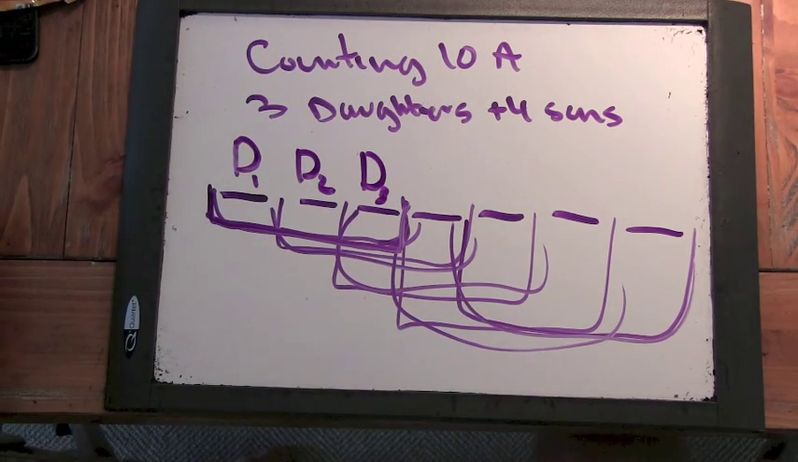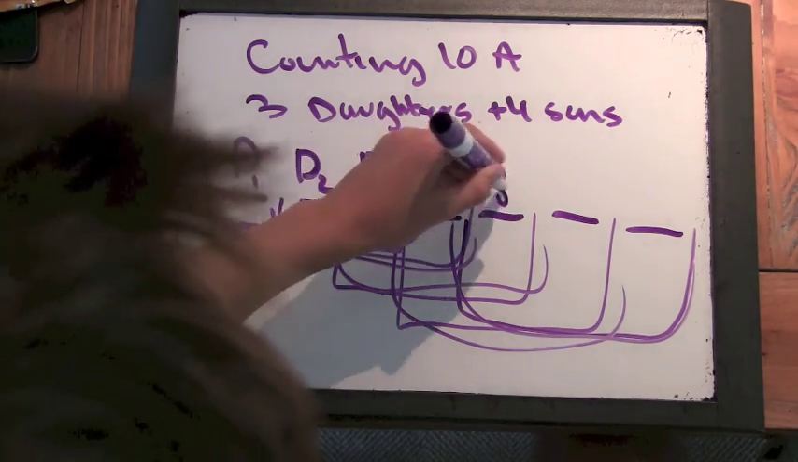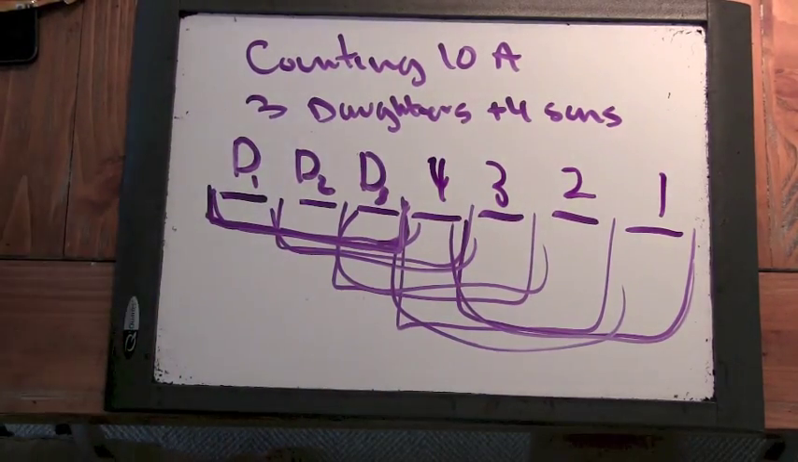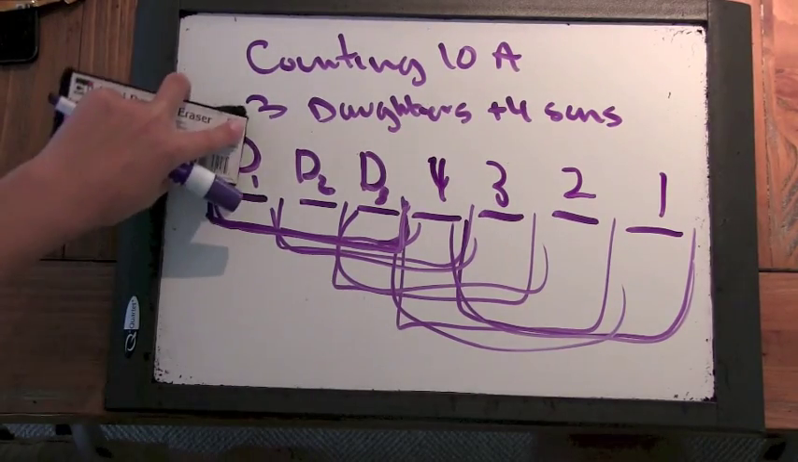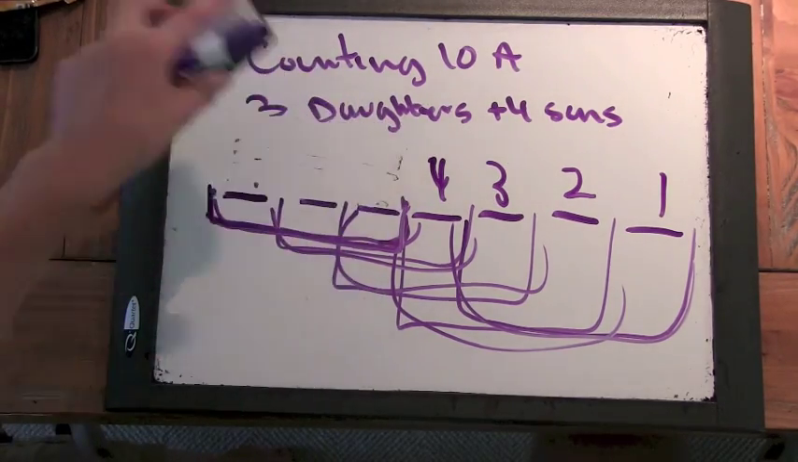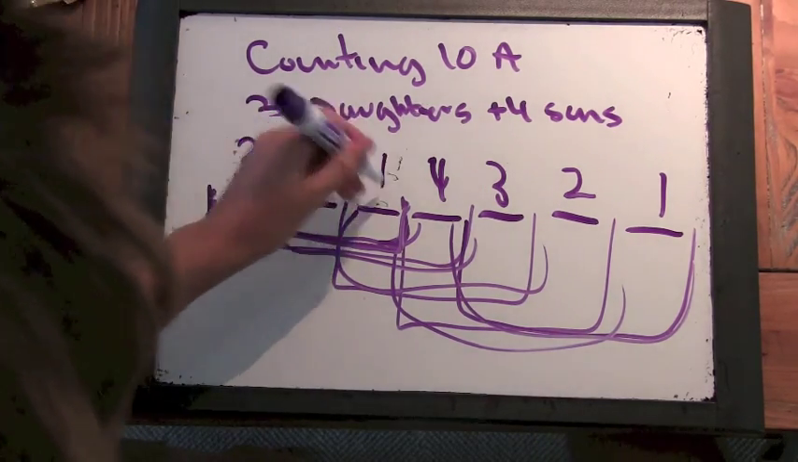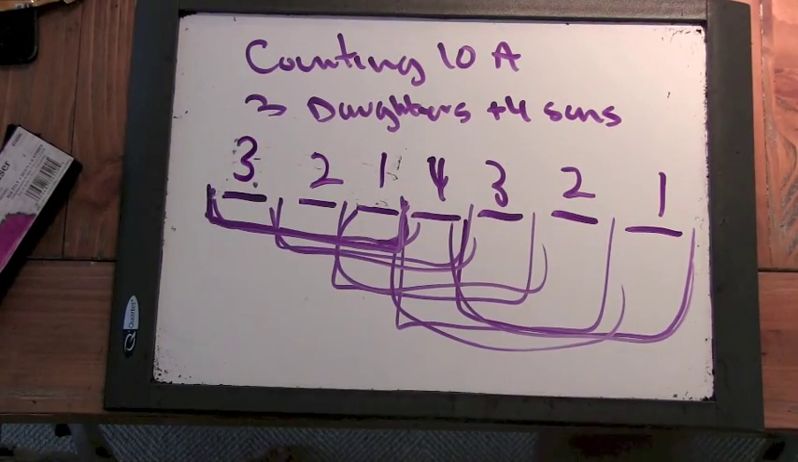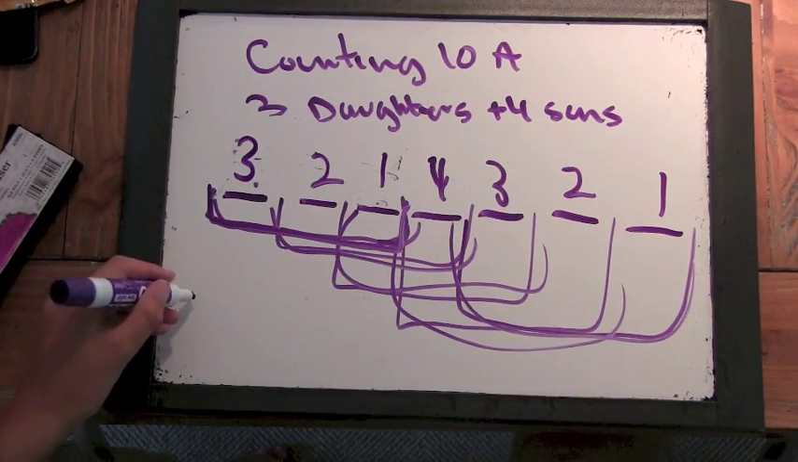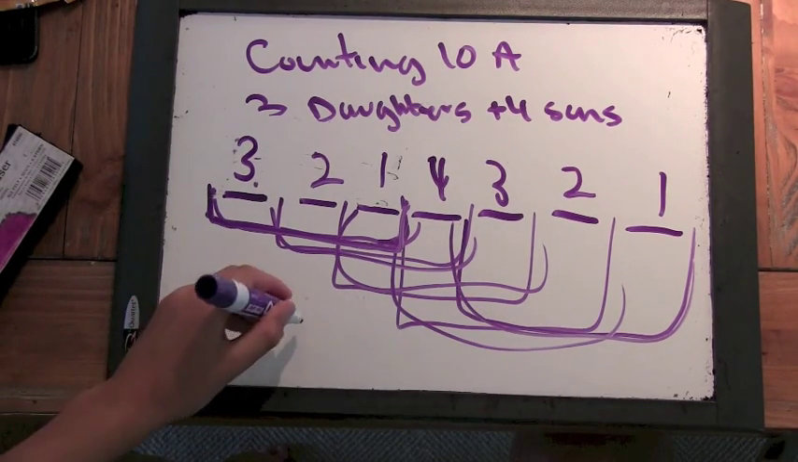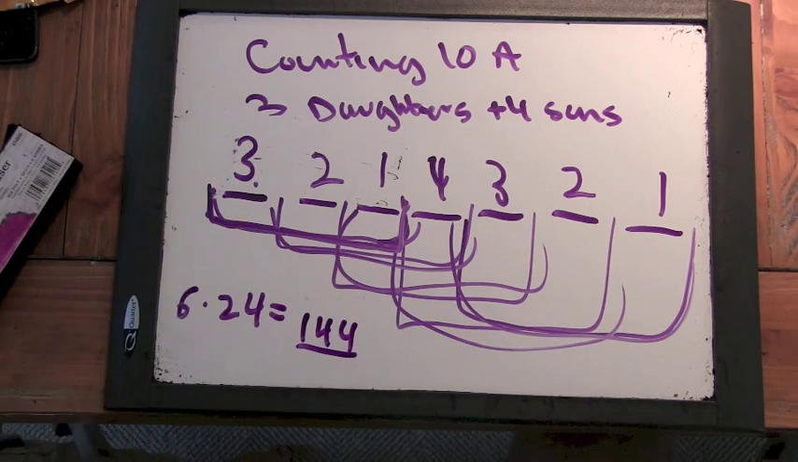So the 4 sons are seated here, and they can be seated in 4 factorial ways, so 24 ways. But the daughters can also be seated differently, because there's not any particular order they have to be seated in. Okay. 3, 2, 1. So that's 6 times 24 ways. It's 144.